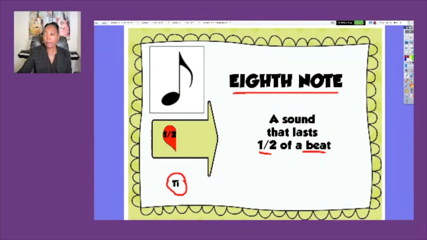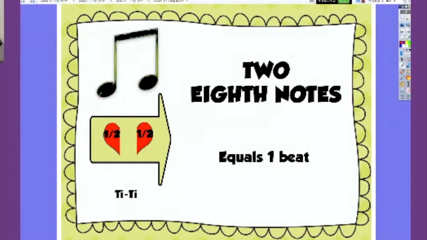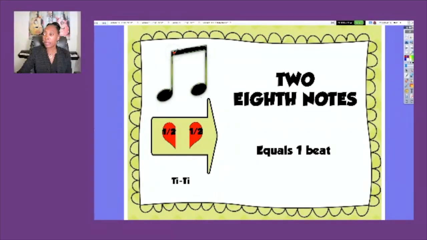And if you can think "T", okay, here is our eighth note, and it's a sound that lasts half of a beat. But what happens if we put two eighth notes together? So here we have our note head, here we have our note head, here we have our stem, another stem, but now it's not a flag anymore. We join these two eighth notes together by using what we call a beam, okay? And when you have two eighth notes, which is 1/2 plus 1/2, is going to equal 1 beat.